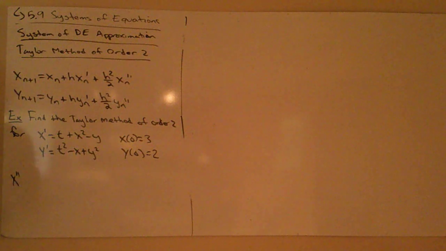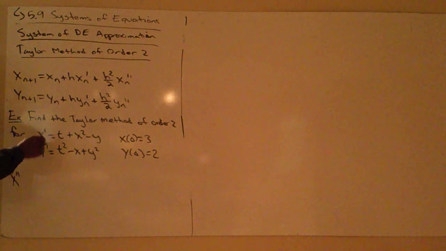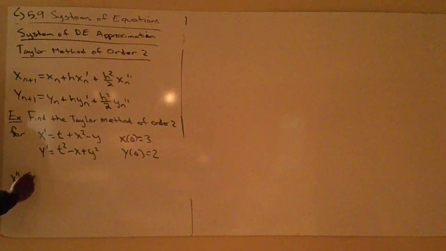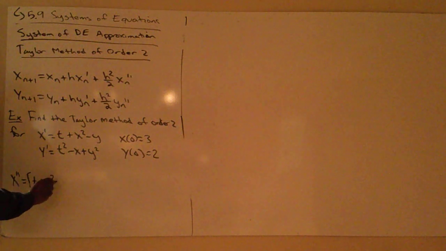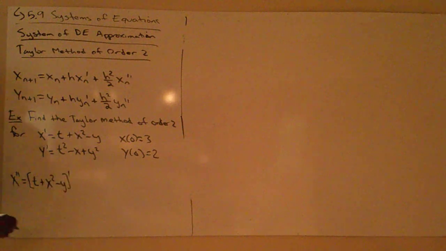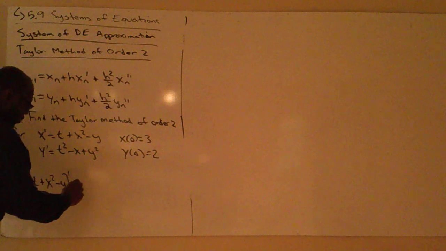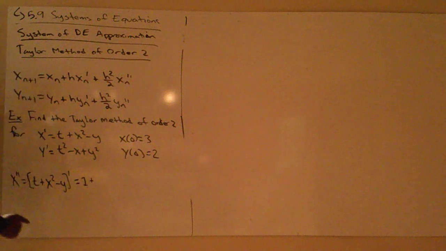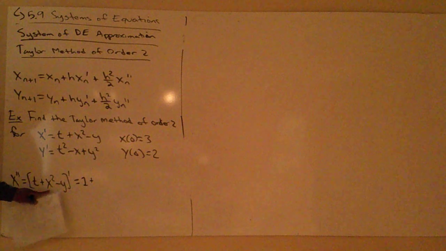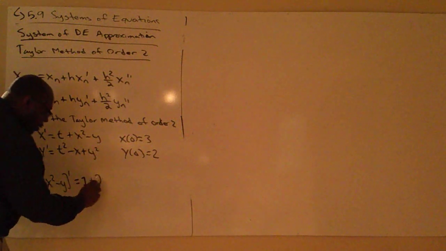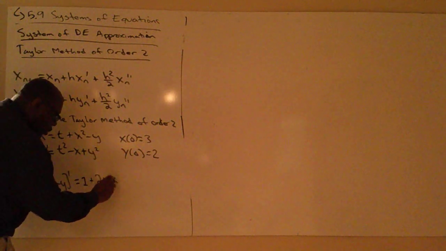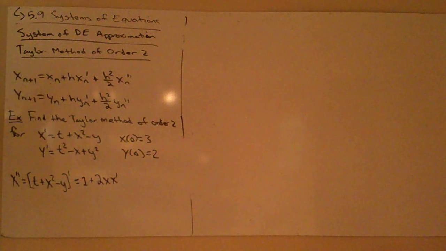x double prime is equal to the derivative of x prime, right? Now, when we do this, this is going to be equal to the derivative of t, which is 1, plus, if you guys remember the chain rule, 2x times x prime, right? That's how the chain rule works. The derivative of y is going to be y prime.